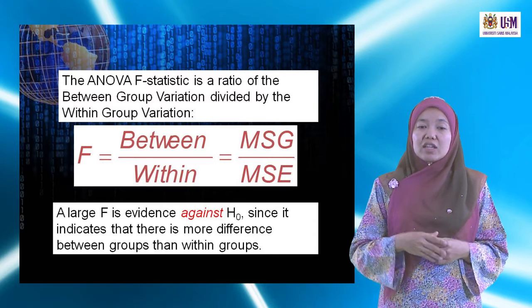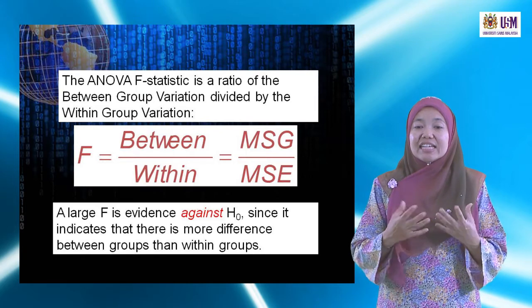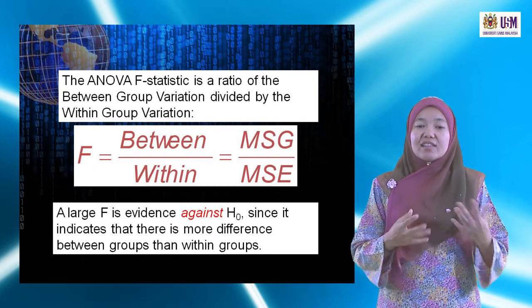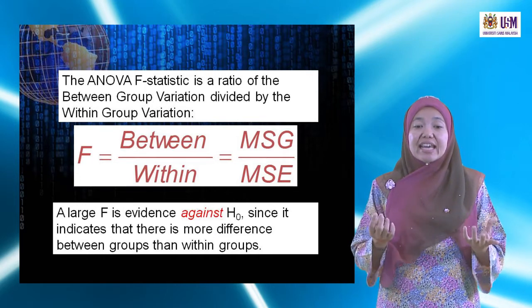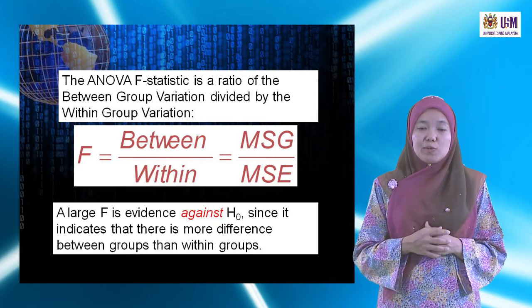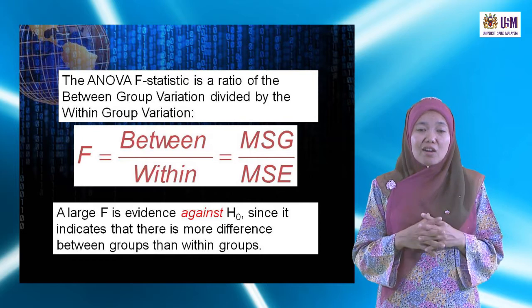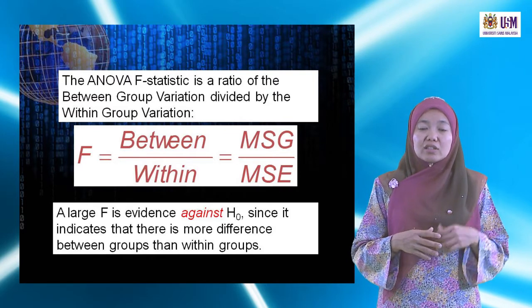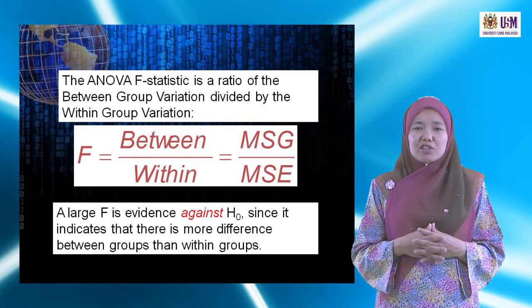If you get a large value of the F statistic, this is evidence against H0. A large value of F is evidence against H0, since it indicates that there is more difference between groups than within groups. It might not make much sense now, but if you discuss more in terms of examples and read further, it's very simple actually.